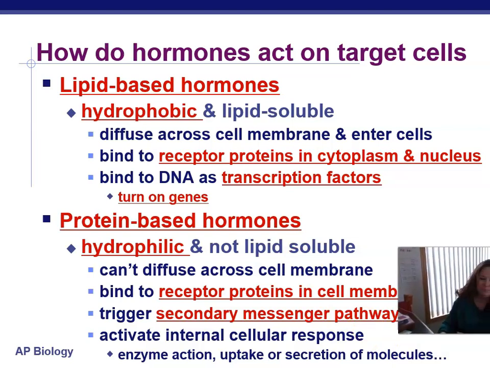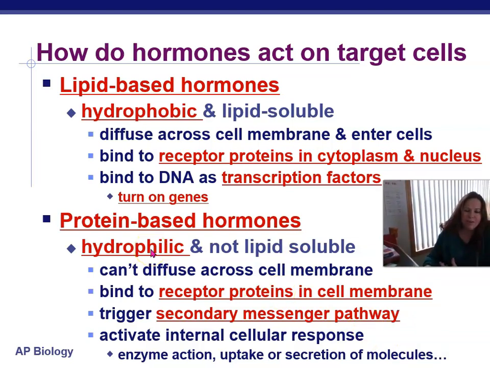Protein-based hormones, though, they're hydrophilic. They're the opposite of the lipid bilayer. They're not lipid-soluble, so they can't just diffuse right through. They need a carrier, so they bind to receptor proteins on the cell membrane, if it's a target cell. And then usually they trigger what's called a secondary messenger pathway, which then activates a cascade of events that brings about a change or brings about a product that you want. It could be activating an enzyme. It could be the uptake or secretion of molecules. It all depends on what it is.